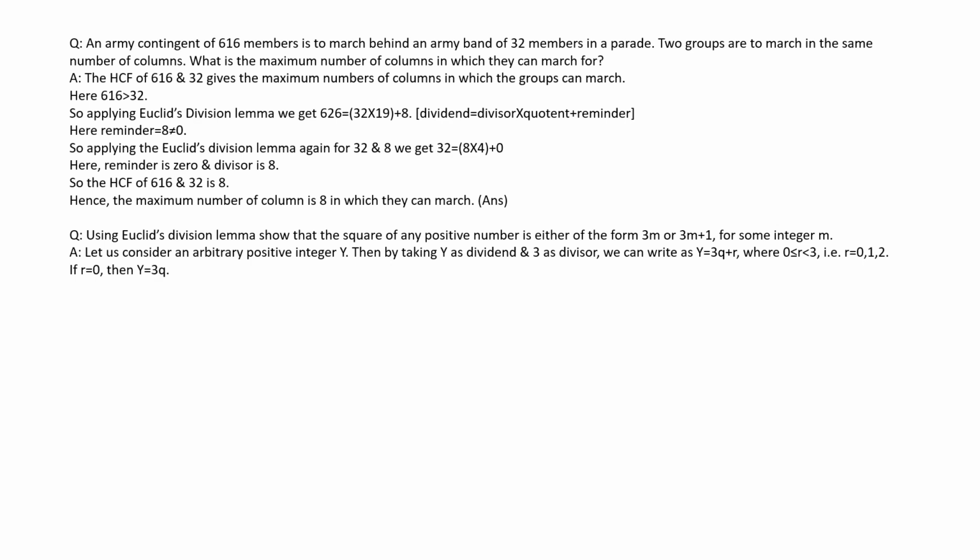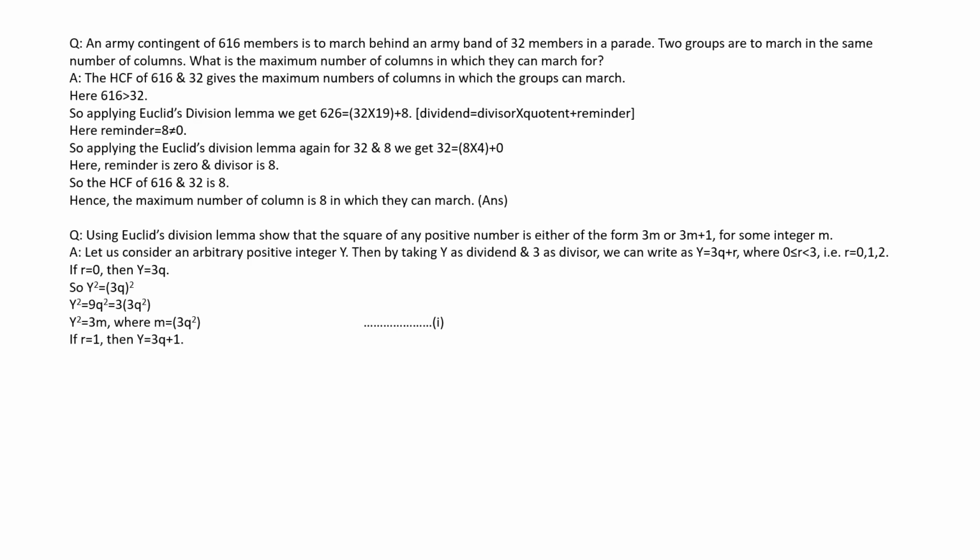If r equals 0, we get y equal to 3q. So y square is 3q whole square, which is nothing but 9q square, or we can write it as 3 into 3q square. So we can write y square equals 3m, where m equals 3q square. Let this be the first equation.